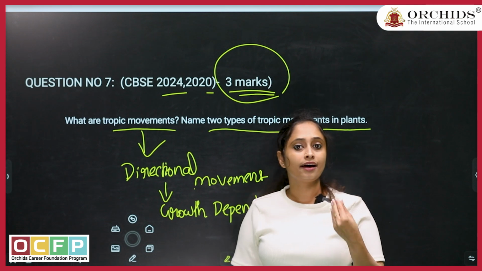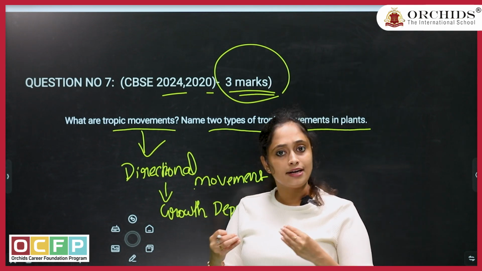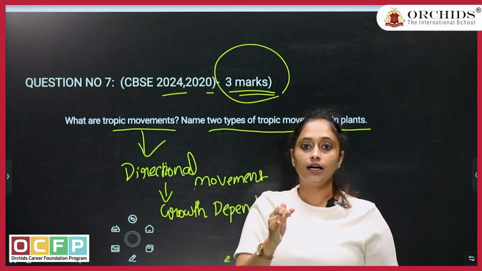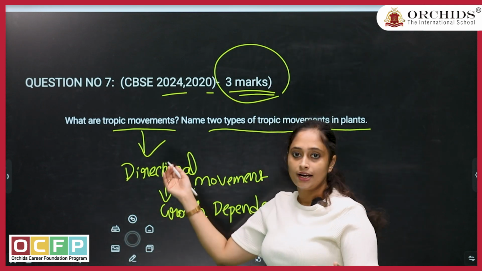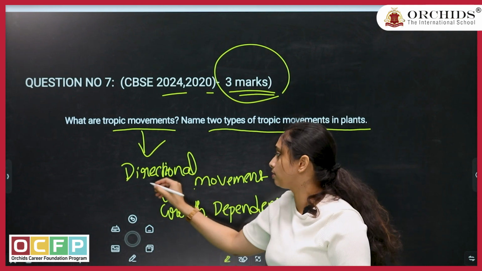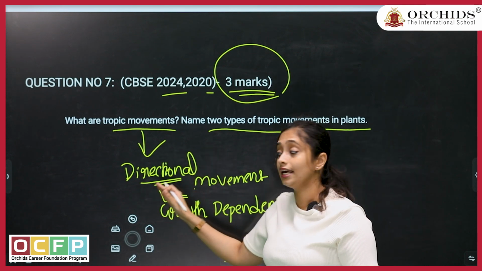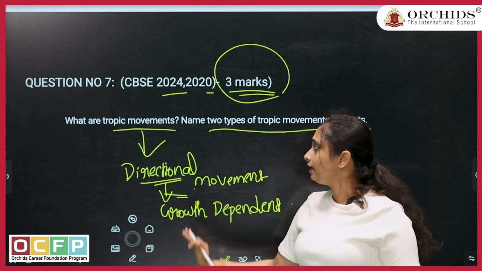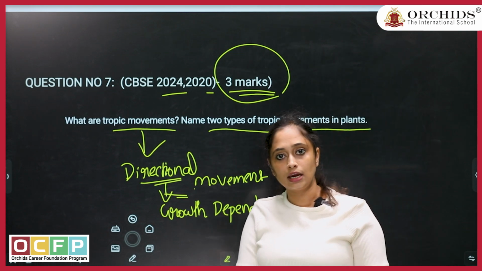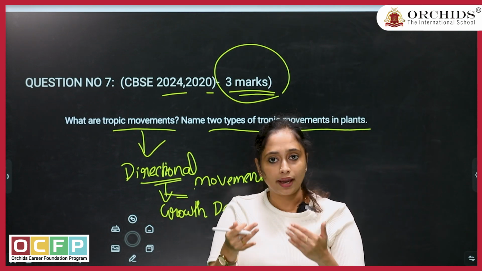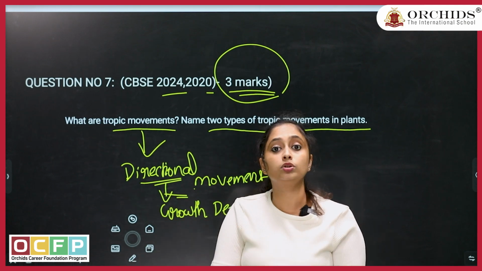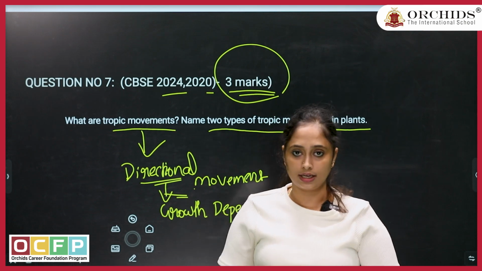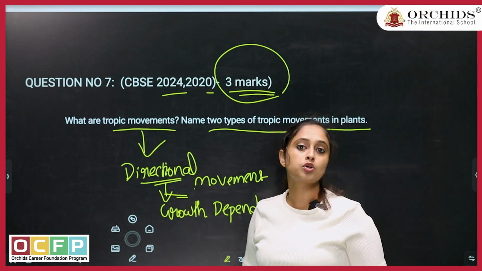Why I mentioned directional movement: it is according to the direction of the stimuli. Sometimes away from the stimuli, sometimes towards the stimuli. Because it depends on the direction of the stimuli, we can consider it directional. All the tropic movements are directional movements. And they are growth dependent. These movements are taking place because growth should take place. According to that particular stimuli, growth is taking place in the plant body, and for that growth different types of movement are taking place. Such a movement we can call a tropic movement.